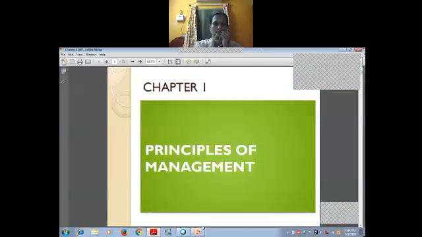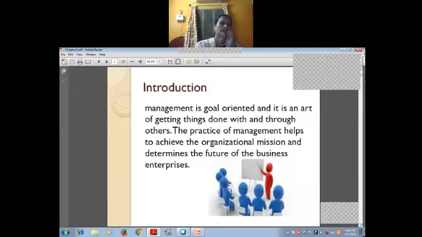Principles of Management. In this lesson we are going to see many management activities. Introduction: Management is goal oriented and it is an art of getting things done with and through others. The practice of management helps to achieve the organizational mission and determine the future of the business enterprises.